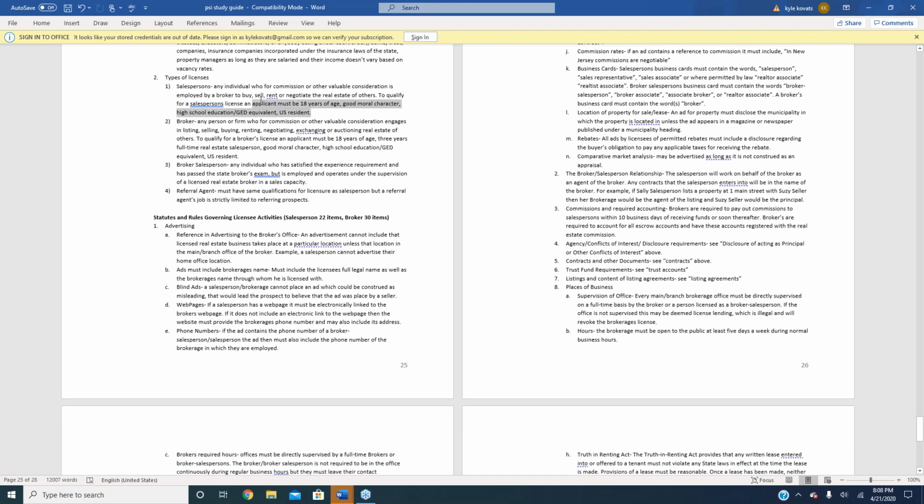As a salesperson, the qualifications are listed here. But the main thing to know for a salesperson is that the only person they can accept commission from is their employing broker only.